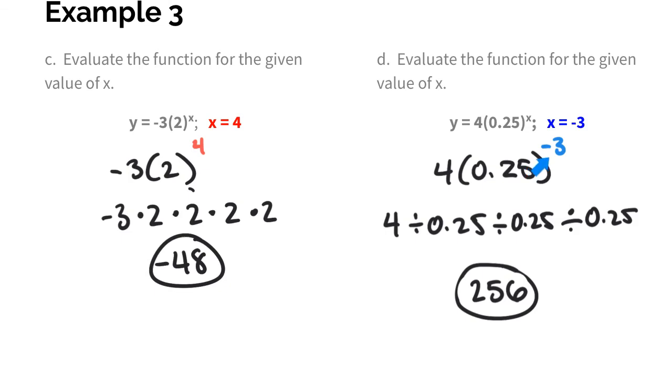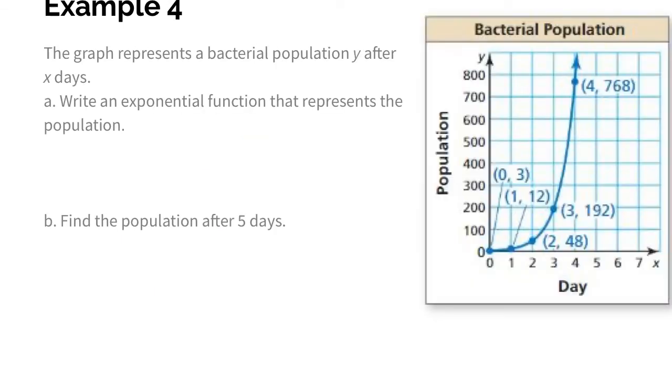And the second example, I plugged in negative 3, so 4 times 0.25 to the negative third power. Again, this represents multiplication, but because my input is negative, it actually means that I'm dividing by 0.25 three times, which would give me a value of 256. So this was just practice on evaluating the function. All right, now let's apply this to a real-life problem.